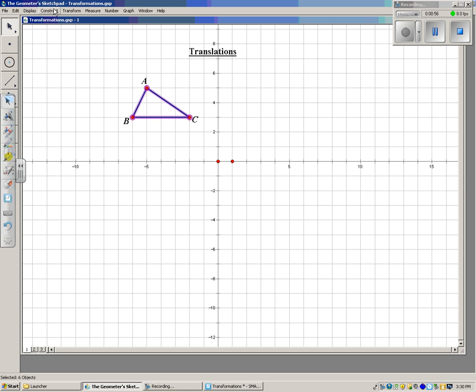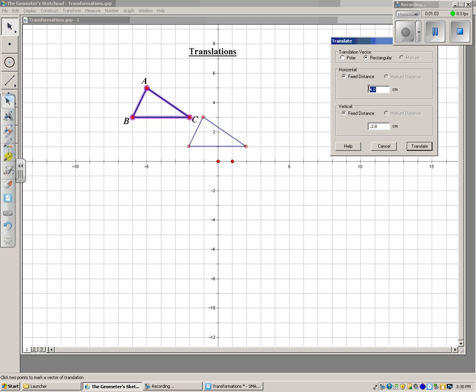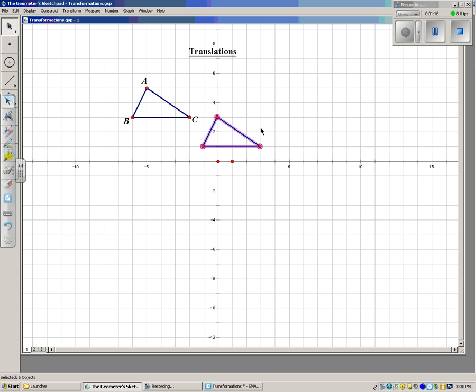So a translation is just a fancy word for moving something. The way you do that is you can specify how far over, so the horizontal movement, we'll choose 5 units, and you also choose how far down you want it to move. I could move it down 1, I could move it down 2, I'll move it down 2. And this resulting figure is what we call the image of the original figure.